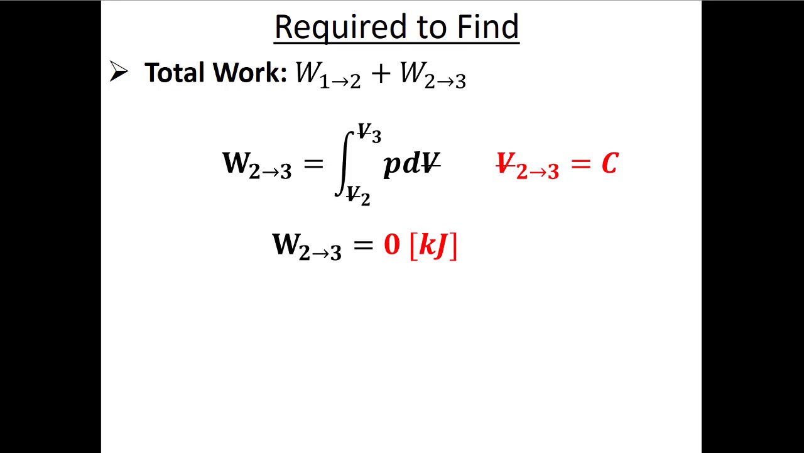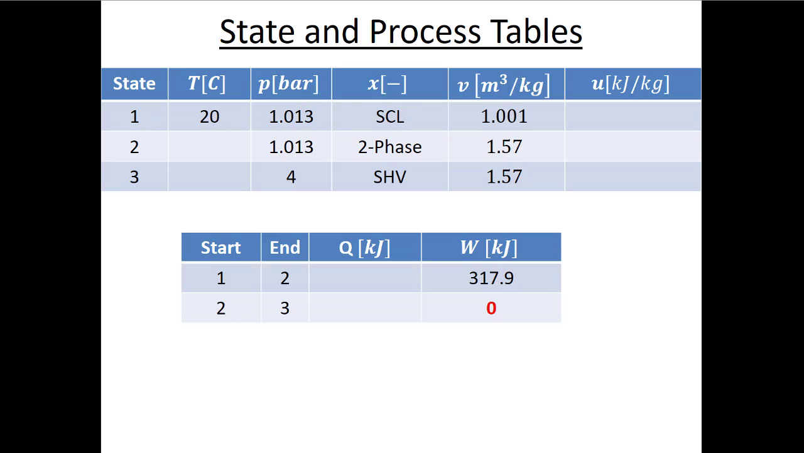So we know automatically that if we have a constant volume process, the system is not pushing out on the surroundings, and the surroundings are not pushing in to the system. So there is no work being done if the volume is constant. So work from 2 to 3 is 0. So now we have 2 of the 4 things that we need.